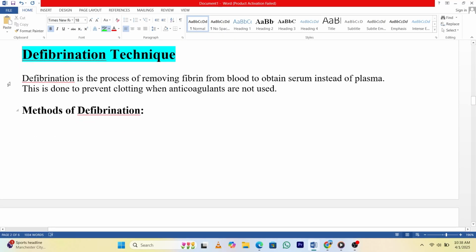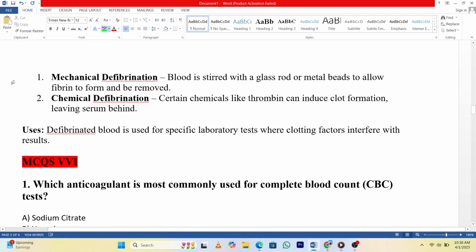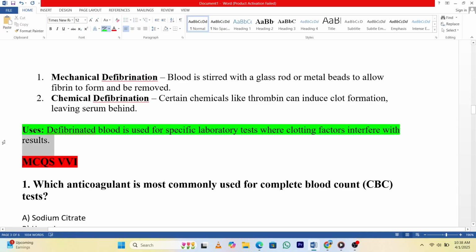Defibrination technique. Defibrination is the process of removing fibrin from blood to obtain serum instead of plasma. This is done to prevent clotting when anticoagulants are not used. Methods of defibrination: 1. Mechanical defibrination: blood is stirred with a glass rod or metal beads to allow fibrin to form and be removed. 2. Chemical defibrination: certain chemicals like thrombin can induce clot formation, leaving serum behind. Uses: defibrinated blood is used for specific laboratory tests where clotting factors interfere with results.